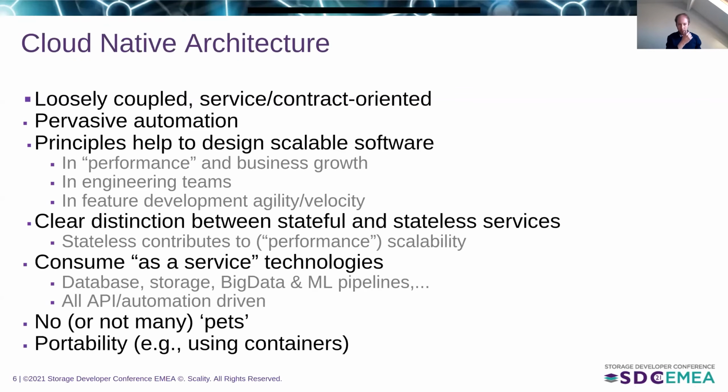An important aspect of cloud native architectures is that automation is really pervasive. Everything is API driven. You don't have an admin go into some server to install some package and then start a service. No, all of this should be automated, be it using traditional tools like Ansible or SaltStack, or nowadays using, for example, container orchestration on Kubernetes.